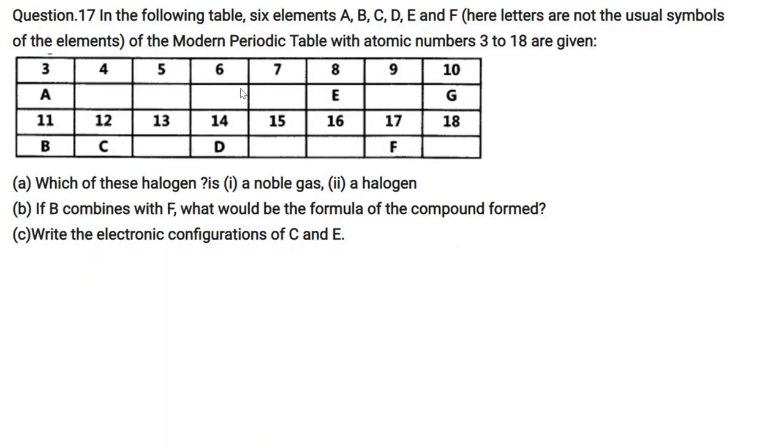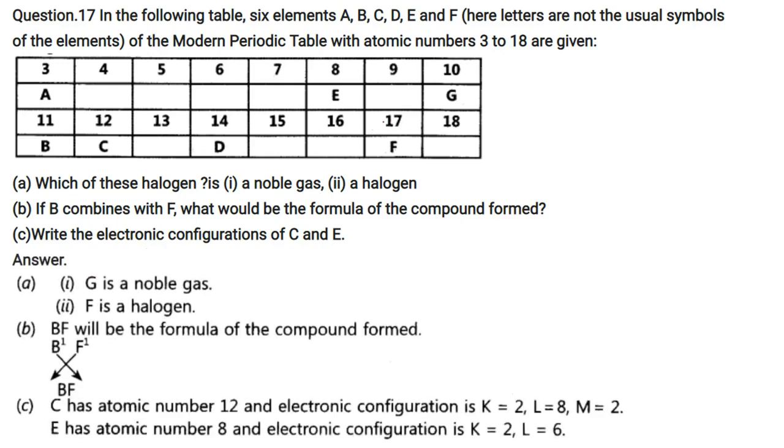Now in the following table, six elements A to F, here letters are not the usual symbols of the modern periodic table with atomic number 3 to 18 are given. So if you see properly, this is a formation of rows and columns. As we know, the columns are the groups and the rows are the periods. So we have to answer which of these is halogen and which is the noble gas. So let us see this.